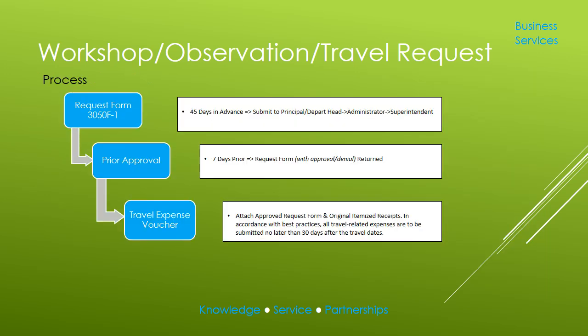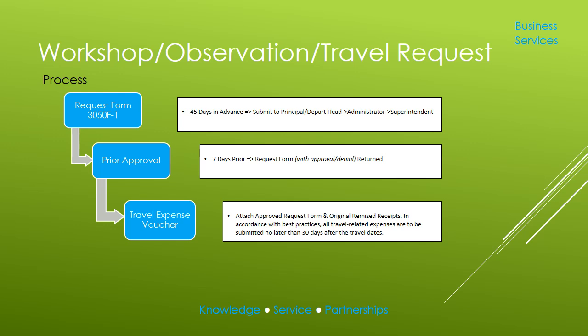Here's the process for approval. Out-of-state travel should be requested at least 45 days in advance. Use Request Form 3050F. Submit it first to your principal or department head, then to the administrator, and finally to the superintendent. At least 7 days prior, the request form with approval or denial is returned.